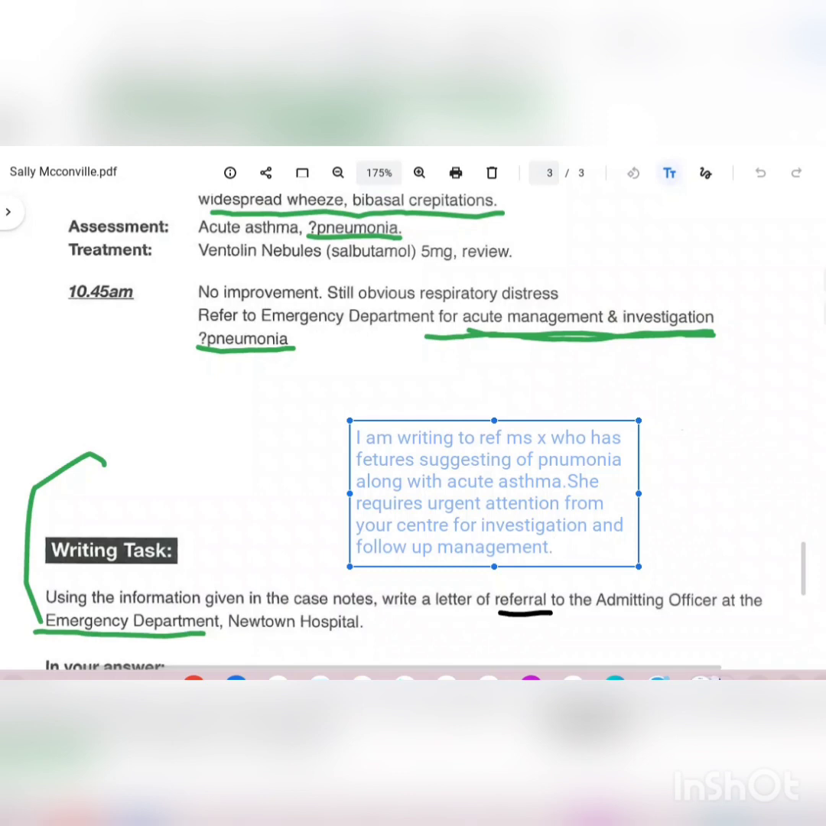Only three things that you should be very careful about: why we are writing the letter. That is important. We are writing the letter because the patient got these features and requires an investigation and follow-up management. That should be mentioned in that one.